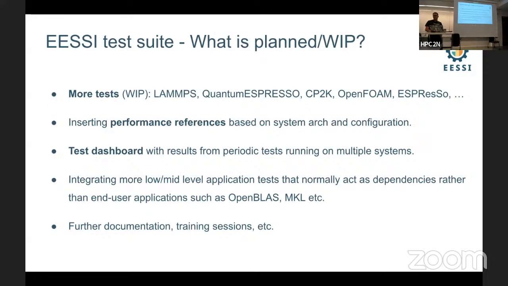For EuroHPC systems like Vega, that's probably going to be a bit more difficult. They may not be very happy if we publicly announce that running GROMACS on their system is 10 times slower than it is on another system. Yeah, we'll see how that goes.